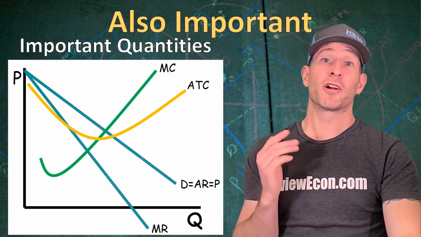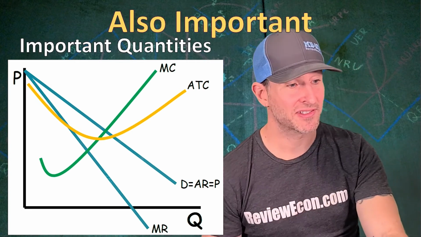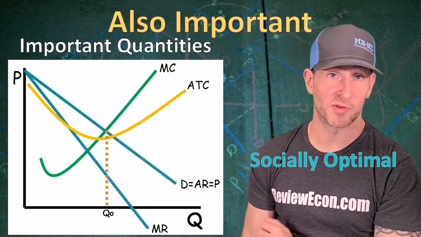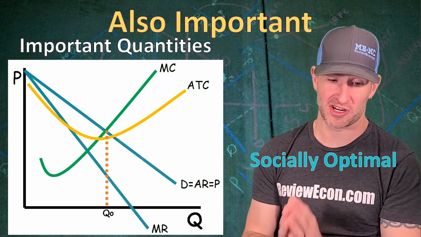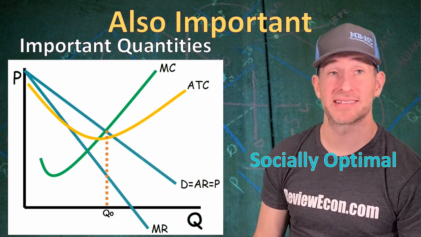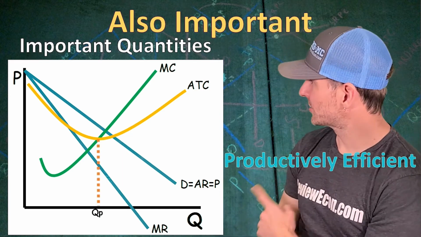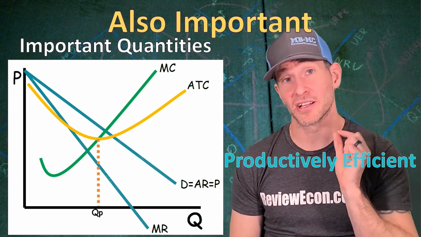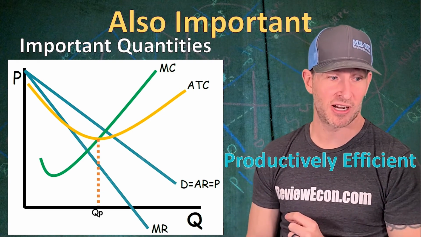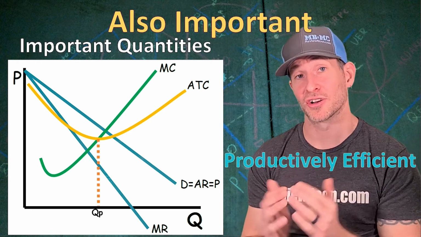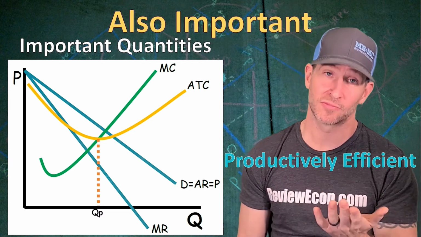Some important quantities you need to know about that you can find on this graph is the socially optimal, also known as allocatively efficient quantity. It's where the demand curve intersects that marginal cost curve. The productively efficient quantity is found where the average total cost curve intersects the marginal cost. That is the lowest possible average cost of production. It's found where the average total cost curve bottoms out, where it's at its minimum, where it intersects that marginal cost curve.